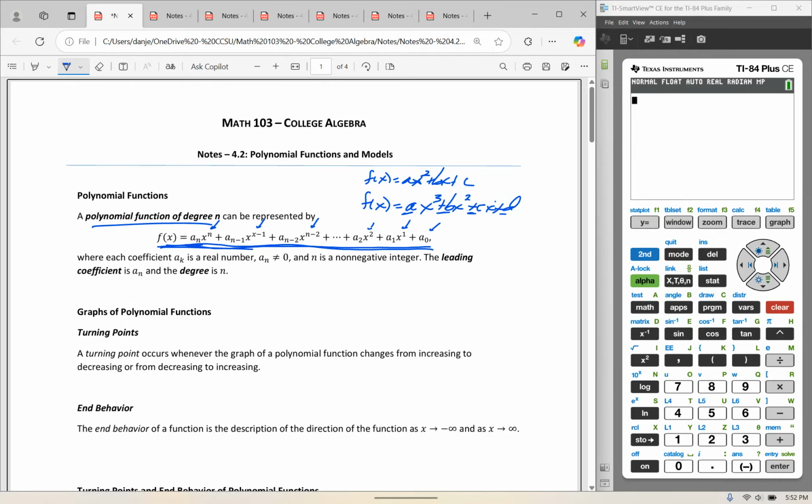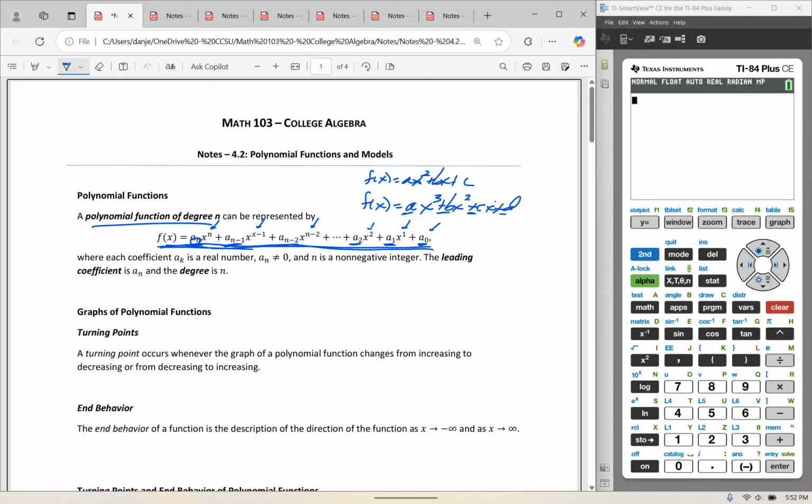We're just going to let every coefficient be a. But then we don't know how to distinguish them. So we have a sub n for the nth degree term, a sub n minus 1 for the n minus 1th, a sub n minus 2 for the n minus 2nd degree term, the coefficient a sub 2 for the quadratic, the coefficient a sub 1 for the linear, and the coefficient a sub 0 for the constant term. So it looks messy, but we never see anything like that.